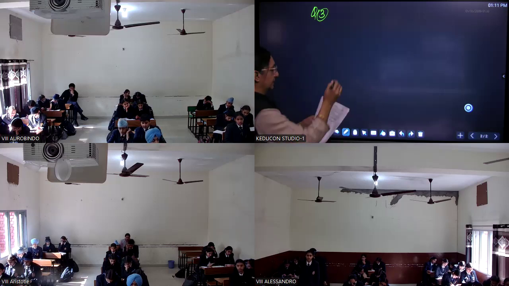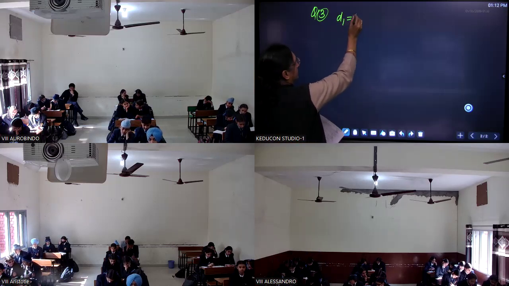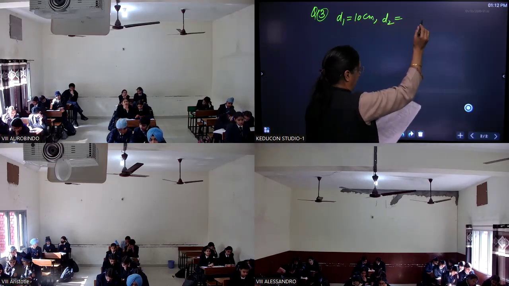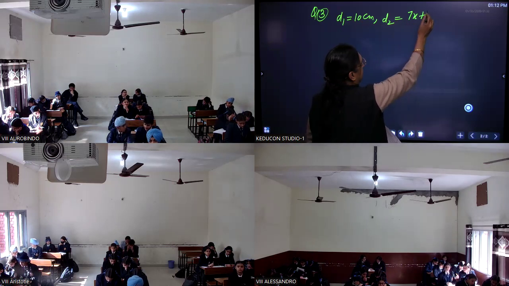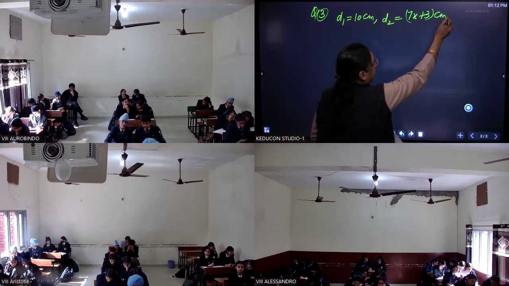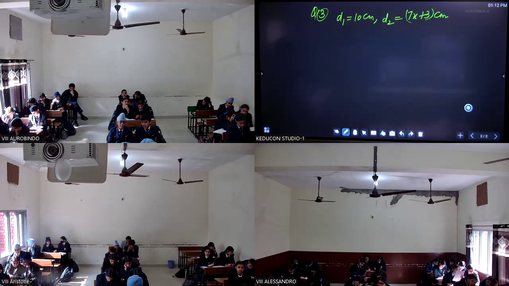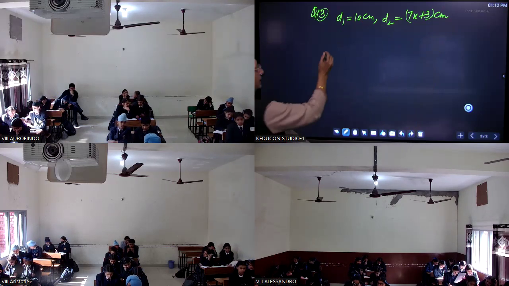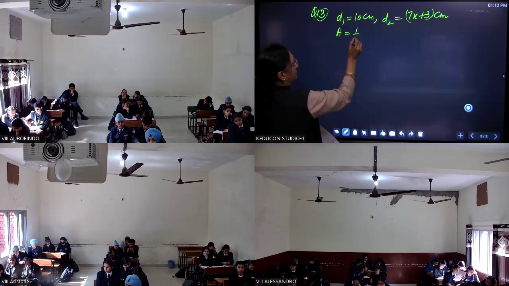D1 is given to you. It is 10 centimeter, and D2 is given to you. That is different, not a normal number. It is 7x plus 3. It is an expression. Okay, you have to use the expression. जो given को use करना है हमने. Area is equal to half of D1 into D2.